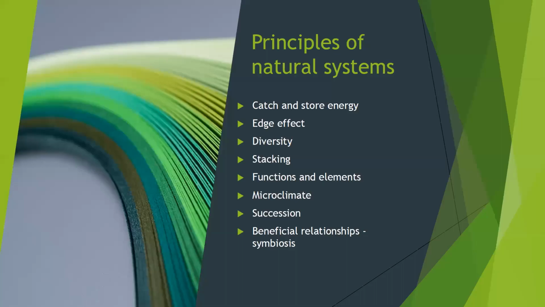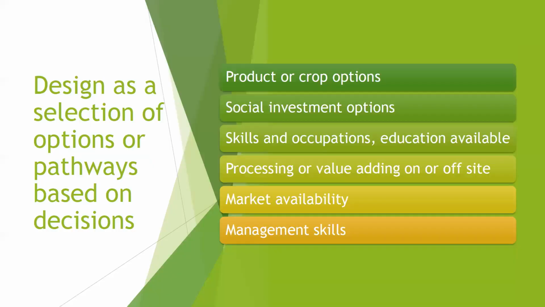I'm just recapping this to realize that we want to bring all of these ideas with us into our design phase, not just elements of it. We're trying to think about it all. We're trying to understand how natural systems work and make that work for us. So we might be thinking about a sequence of crops or social investment. How do we involve people? How do we create community benefits?